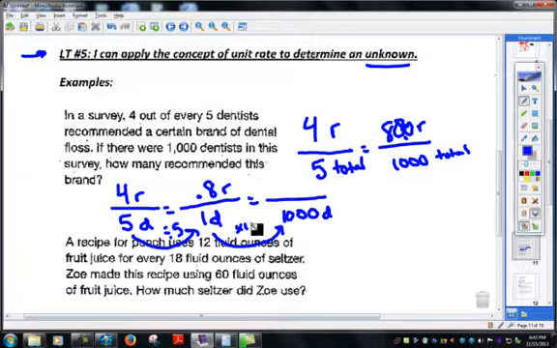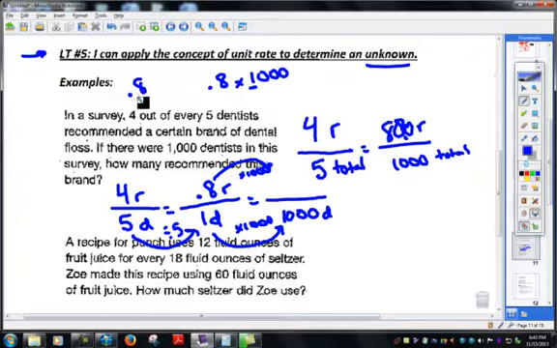Now we're doing times 1,000. Without getting out my calculator, I know that anytime I'm multiplying by a 1 followed by zeros, I can just count up the number of zeros and then move the decimal that many times.